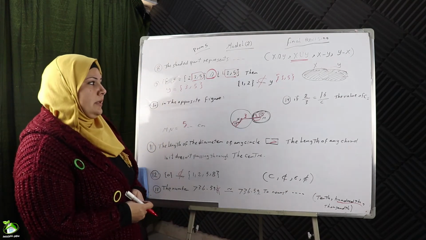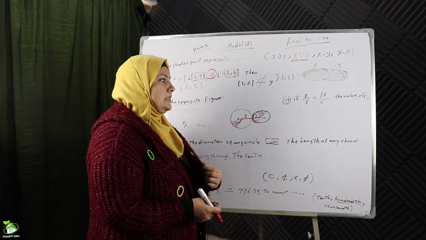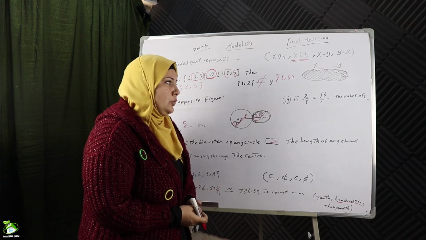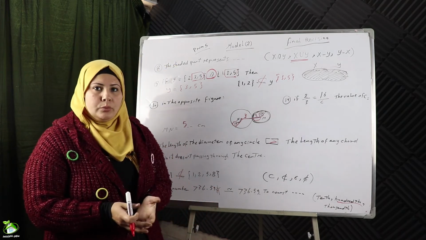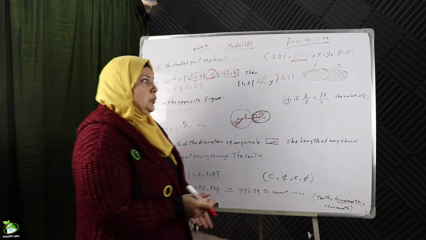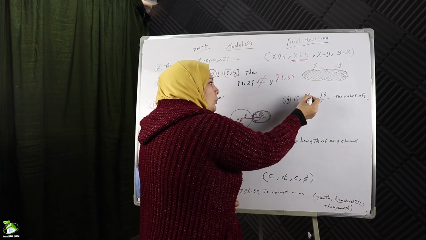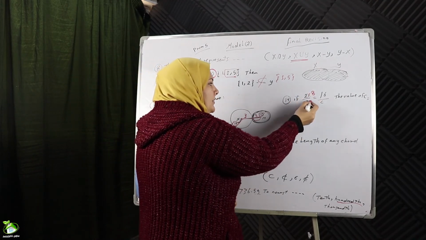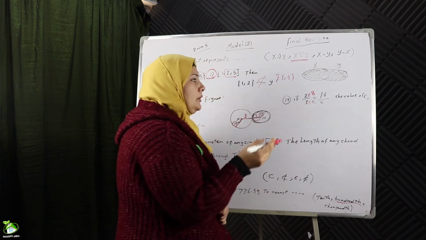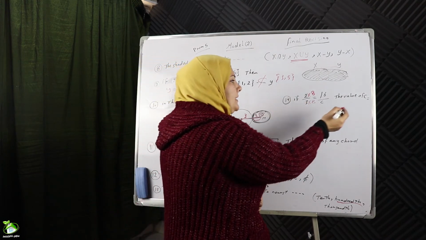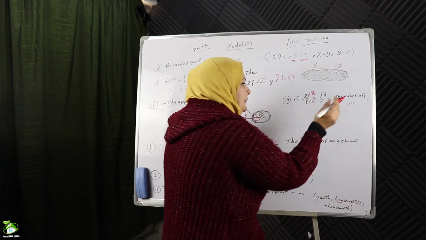Number 14. If 2/3 equals 16 over C, find the value of C. 2 became 16. As we multiply 2 by 8, we will multiply 3 by 8. So the value of C equals 3 times 8 equals 24.